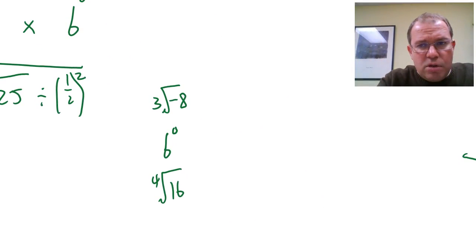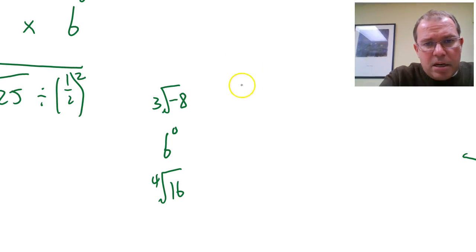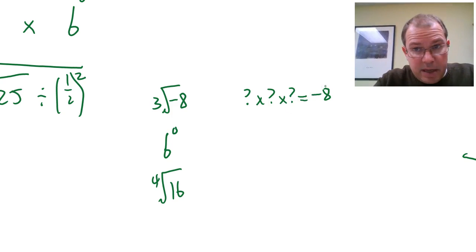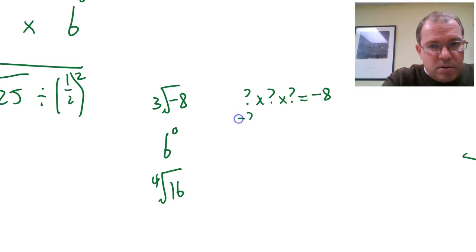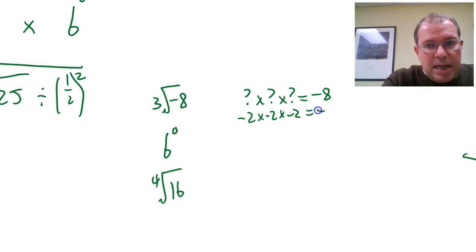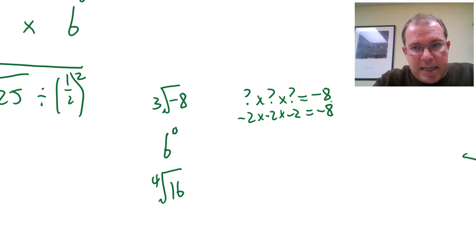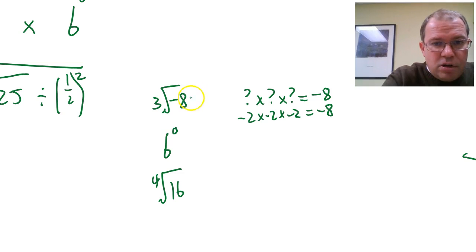So when we're thinking of the cube root of -8, remember what we're thinking of is a number multiplied by itself three times that has to equal -8. Can you think of one? You might think 2, but 2 times 2 times 2 is +8. So let's try -2. -2 times -2 times -2 is indeed -8, because a negative times a negative is a positive, and then multiplied by another negative makes a negative. So the answer of the cube root of -8 is -2.